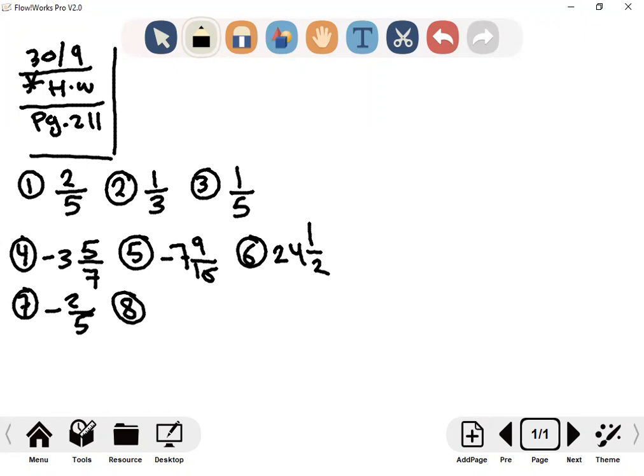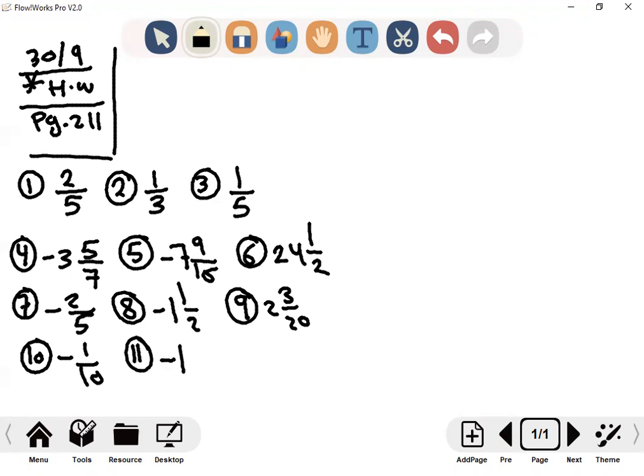Number 8, -1.5. Or you can say -1.5, it's the same. Number 9, 2 and 3/20. Or you can say 2.15. Number 10, -1/10, or you can say -0.1. It's the same. Number 11, -1. Number 12, -9/16, or you can say -0.5625. It's the same.